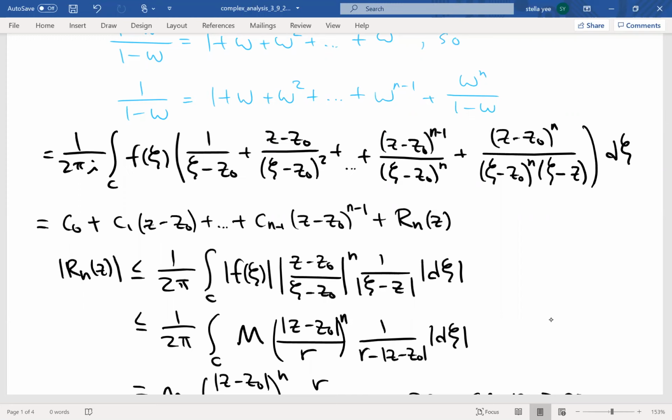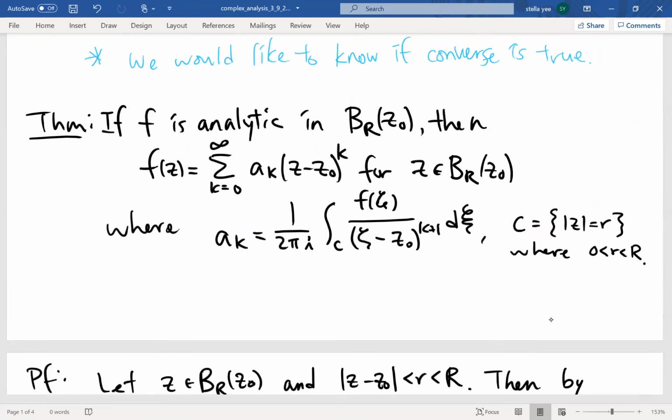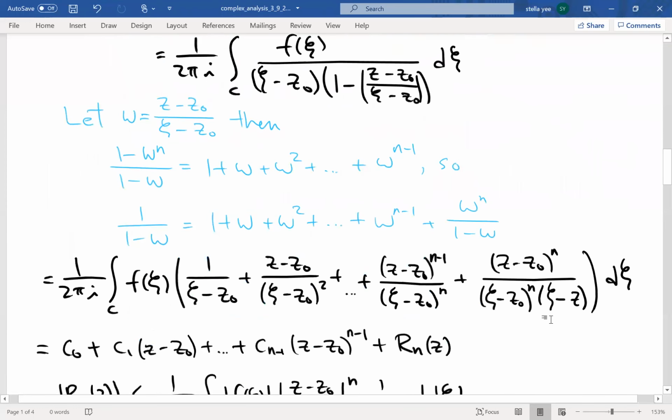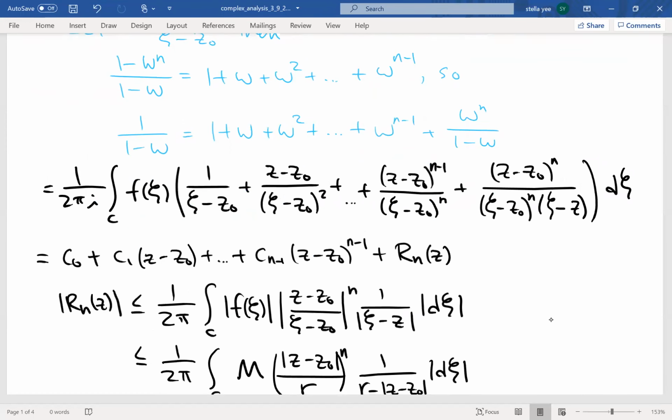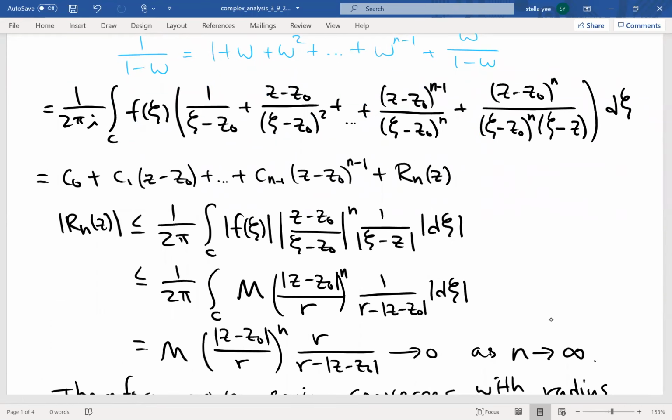And what we're going to do is that basically what we have is that f of z is equal to this power series and this is the partial sum of the power series. I could get that the power series converges if I can show that this thing goes to 0 as n goes to infinity. So how we're going to do this is by the ML estimate. So let's look at the modulus of Rn of z.